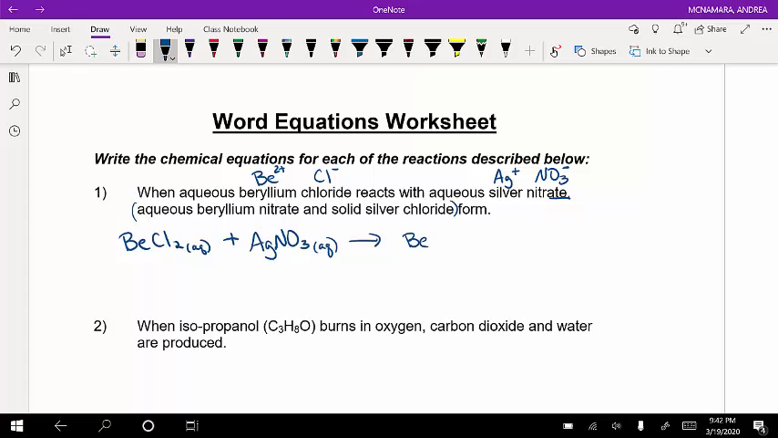So again, beryllium was a 2 plus. I really hope beryllium is a 2 plus. And nitrate is NO3, 1 minus. So it's going to be Be(NO3)2, and that is aqueous, and it also produces solid silver chloride. Okay, so again, Ag plus, Cl minus, so their charges balance out, and that is going to form a solid, right? And remember, that means that it is a precipitate, so that precipitates out of the reaction. Okay, and that's it for that one. We're going to do balancing equations next, so we're not going to worry about that. We can leave it just the way it is.